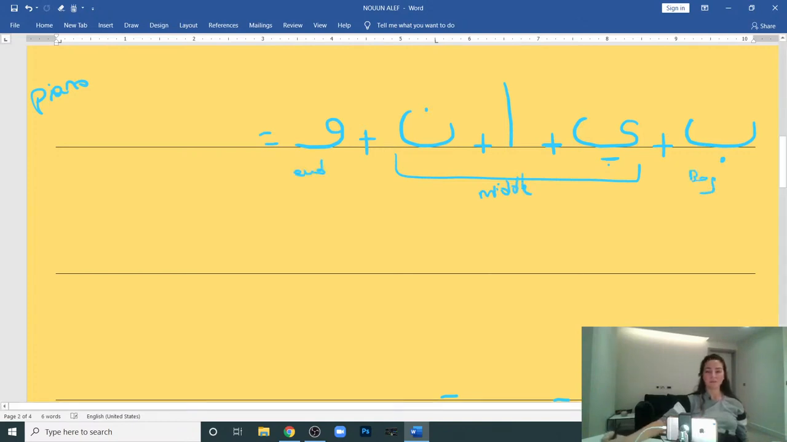So what is the beginning form of the ba? It is a sharp line with a tail. Ba. Plus, what is the middle form of the ya? It's a tail with a sharp line up and like that. Okay? And then the alif. It's a tail with a long line, alif.